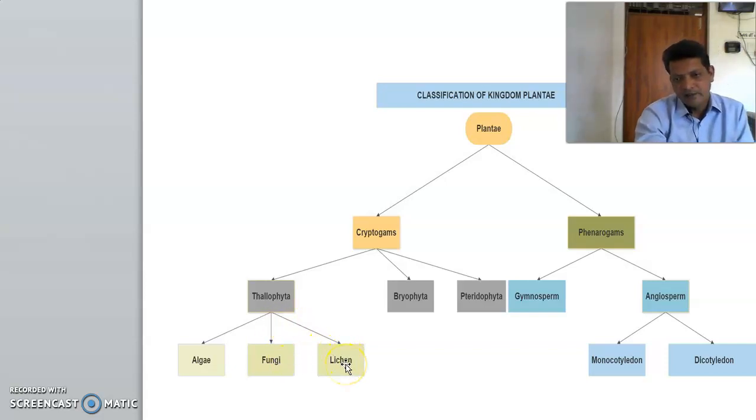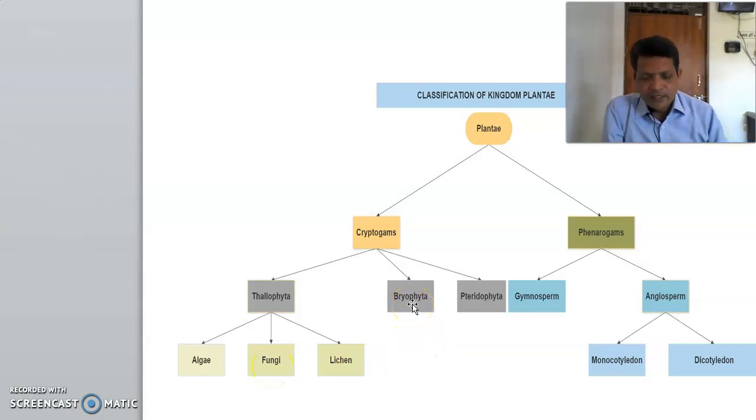Next is the lichen. Lichen you have studied. Lichen is the symbiotic association between algae and fungi. So lichen is a combination of algae and fungi. It bears two partners. One is algae, the second is fungi.